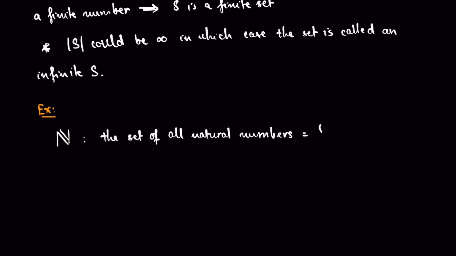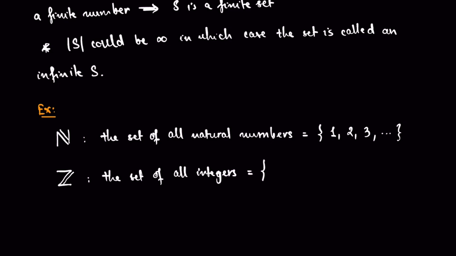And this is equal to 1, 2, 3, 4, 5, so on and so forth. For the set of all integers, you have this notation Z, with a line like this. So this is the set of all integers, including -3, -2, -1, 0, 1, 2, 3, so on and so forth.